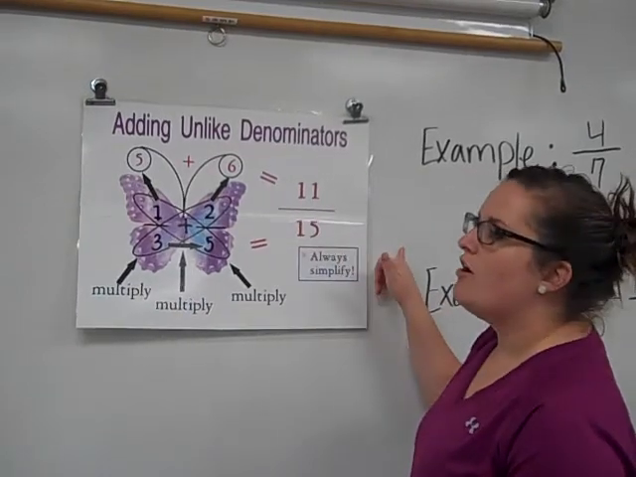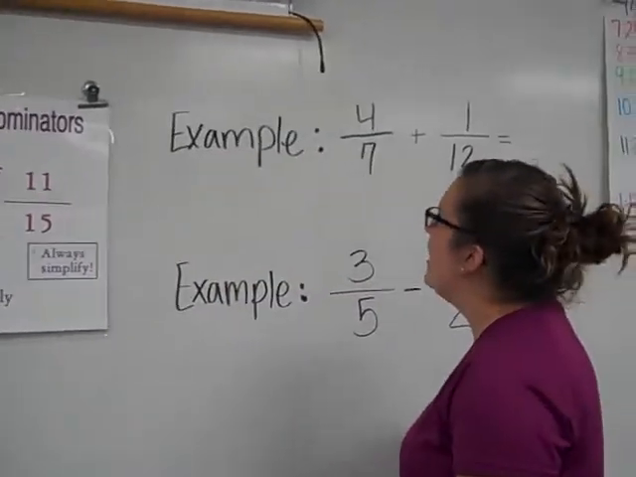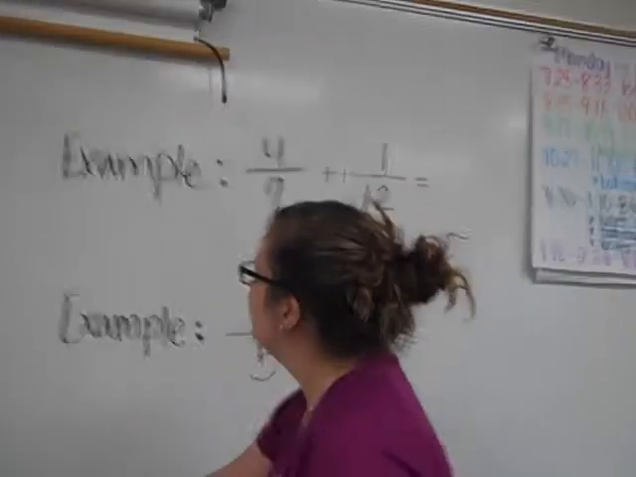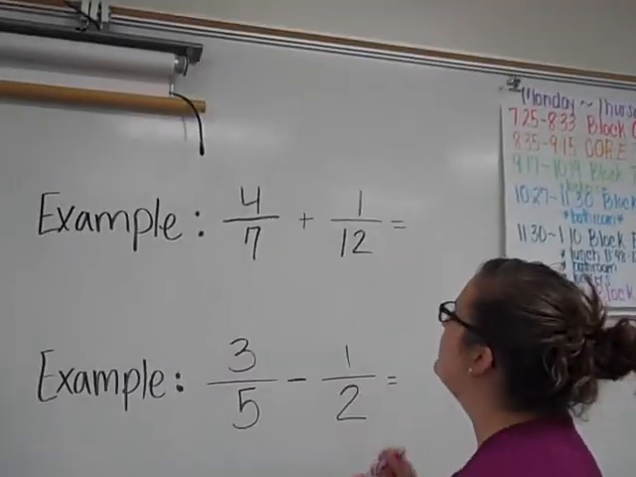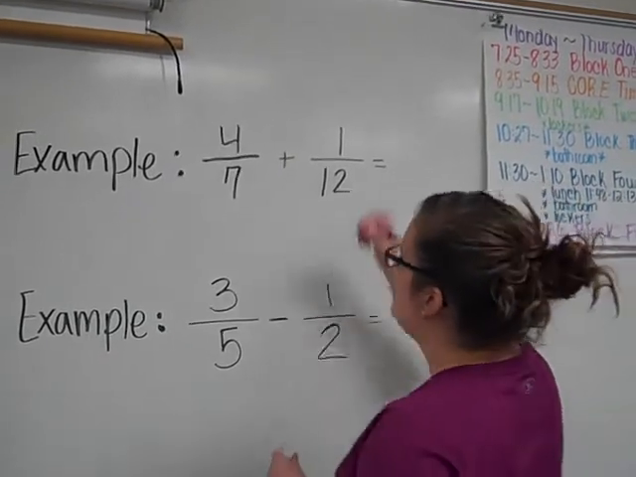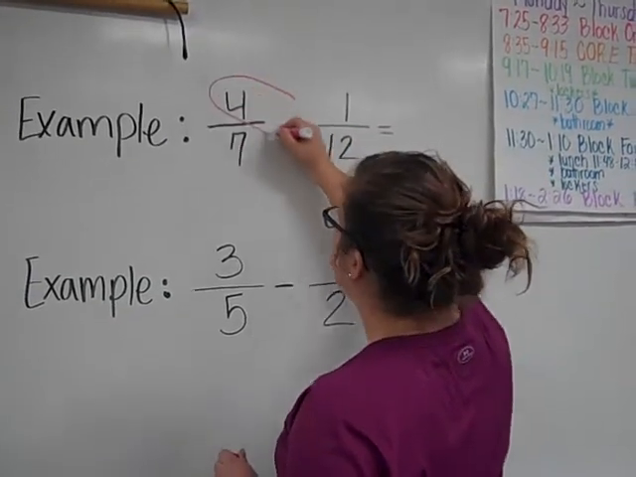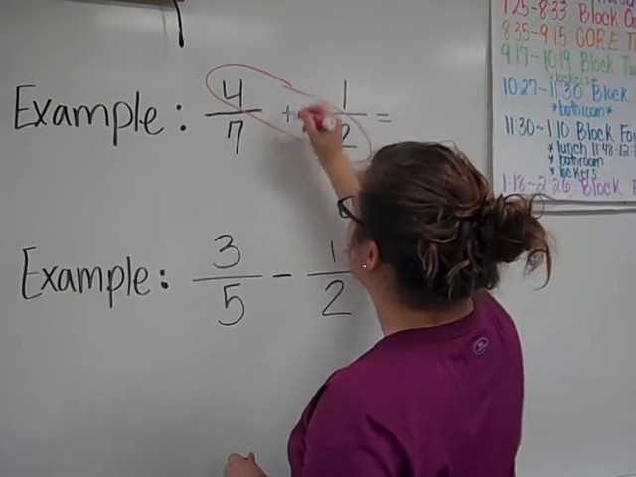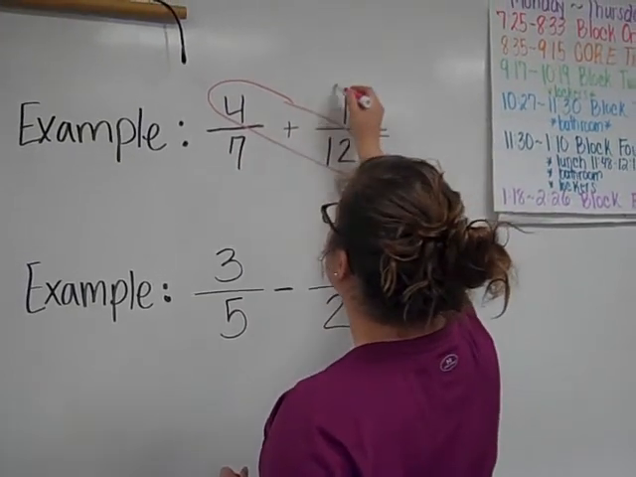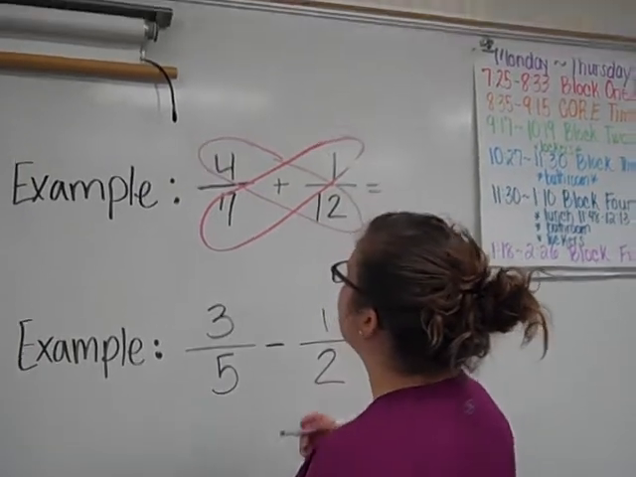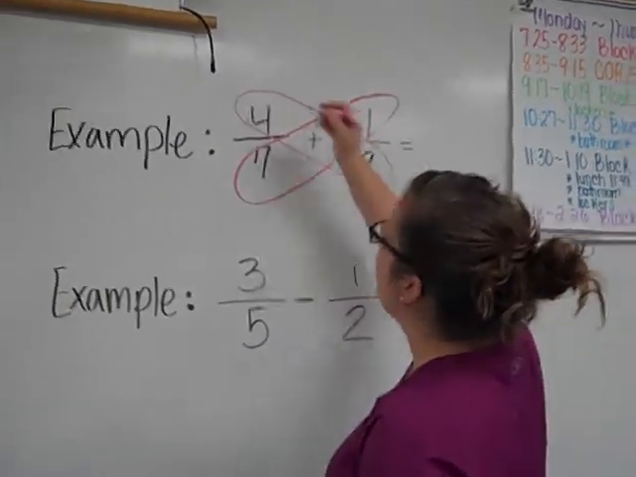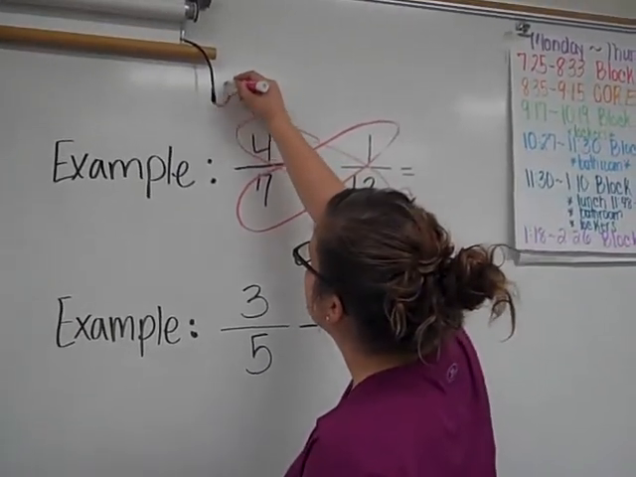So let's try on our own and let's show you how you would draw the butterfly. We're going to add 4/7 plus 1/12. We're going to start with drawing the first half of the butterfly, circling 4 and 12, and then circling 1 and 7. Alright, so then we have our little antennas.